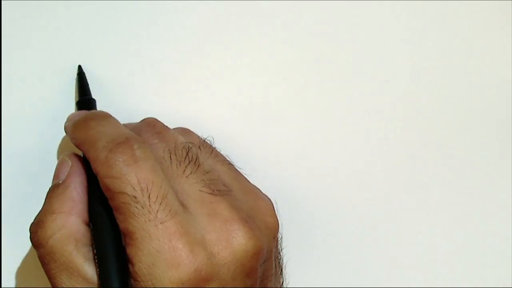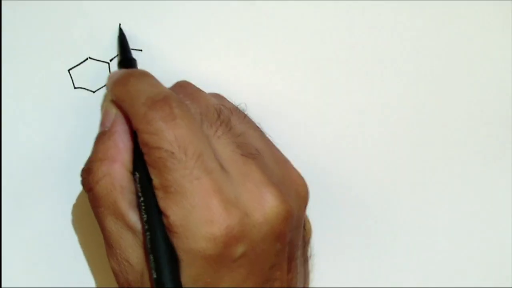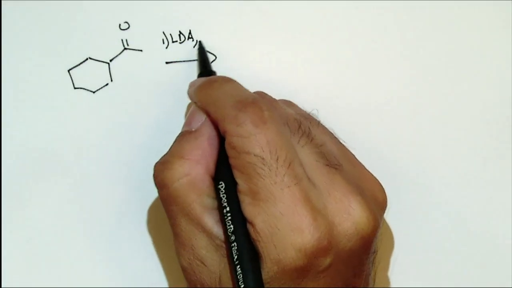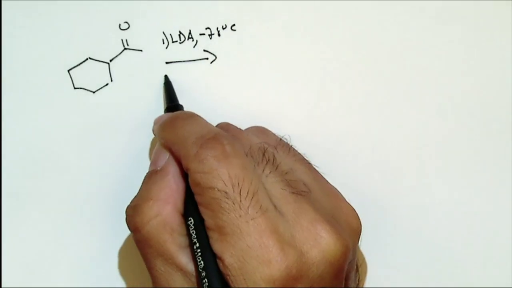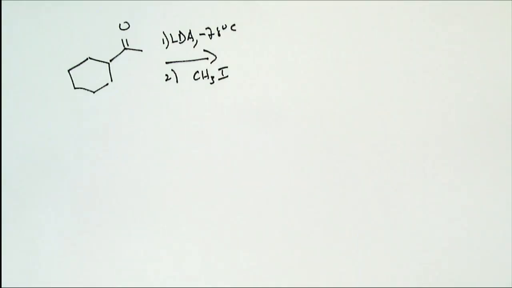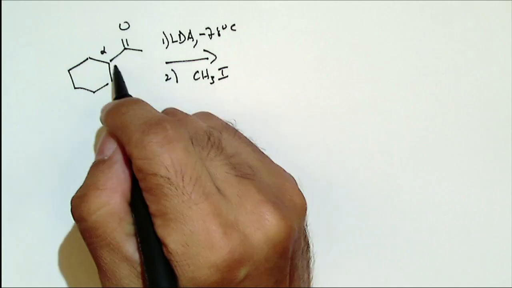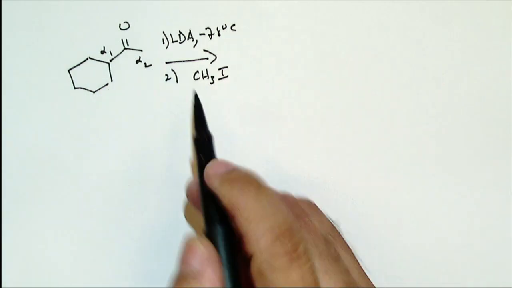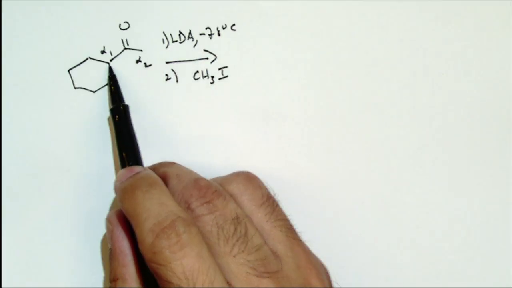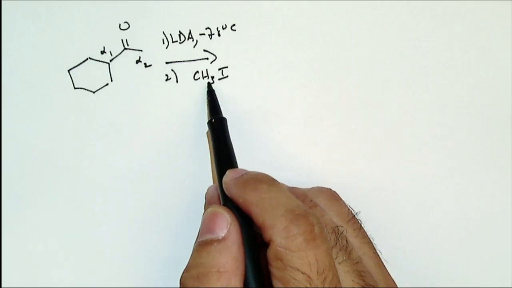So a couple of quick little examples of that to illustrate what I mean. So let's say that I have this situation. I treat this with LDA, minus 78 degrees Celsius, and then I'm going to add methyl iodide. Well, I have alpha 1 here, and I'll just put alpha 1 and alpha 2 here. This is a bulky base. If it is a bulky base, it cannot access alpha 1. It's too sterically hindered, so it will deprotonate at alpha 2.